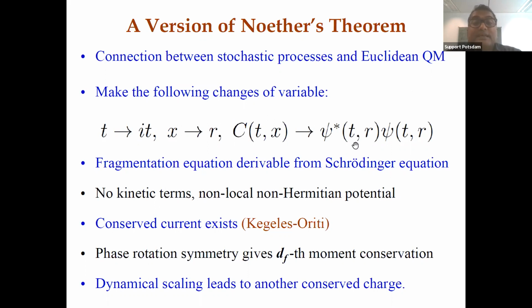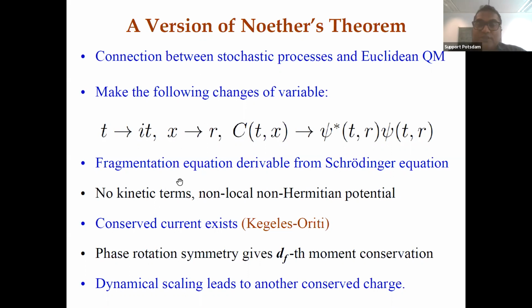Now you see that this psi does not need to be real. Psi can be complex such that c is real and positive semi-definite. If you make these changes, you can prove that the fragmentation equation can be derived from a Schrodinger equation. So you can write a Schrodinger equation with a wave function, and when you massage it to write down the continuity equation coming from it, you get the fragmentation equation. So the fragmentation equation is the continuity equation coming from the Schrodinger equation once you translate back this transformation.